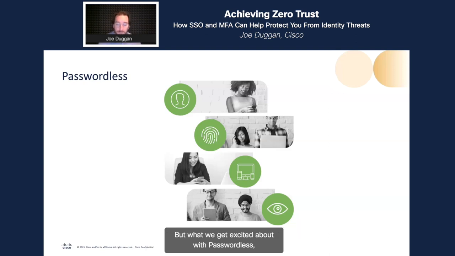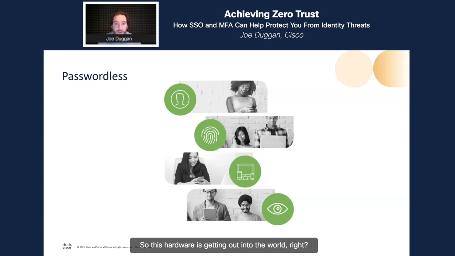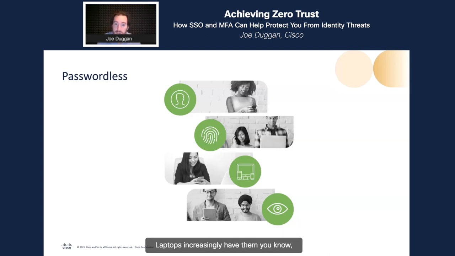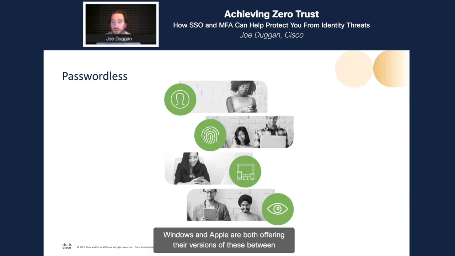But what we get excited about with passwordless is the fact that as biometrics and platform authenticators and roaming authenticators have become ubiquitous, this hardware is getting out into the world, right? YubiKeys are a lot more common than they used to be. You may find it difficult to buy a new cell phone these days that doesn't have any type of biometric capabilities. Laptops increasingly have them. Windows and Apple are both offering their versions of these between Windows Hello and Touch ID. And so we find this is increasingly possible and achievable for customers. And we want to support that.